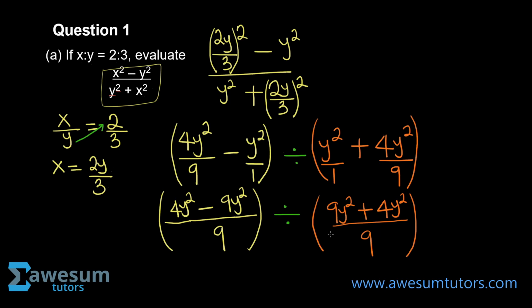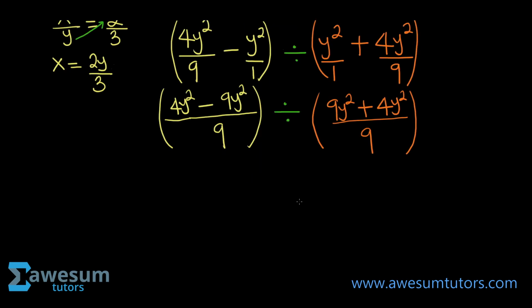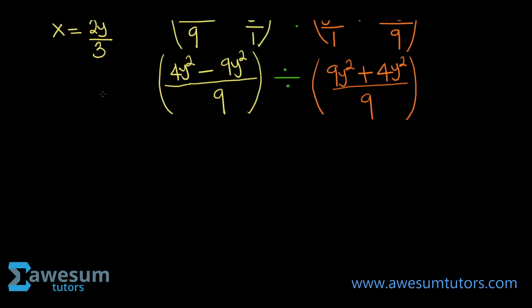Now let us go ahead in solving this problem. If you take a look at this, 4y squared minus 9y squared, these are like terms. So that's going to give us minus 5y squared over 9. Remember we still have the division sign right here. Divided by 9y squared plus 4y squared, that is 13y squared over 9. Very good.